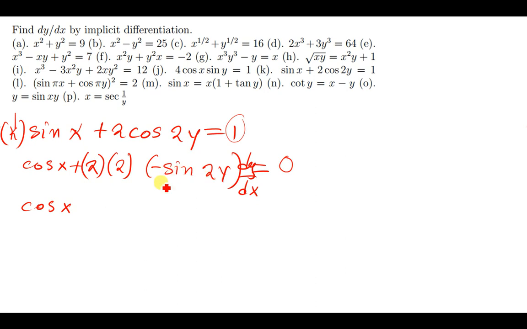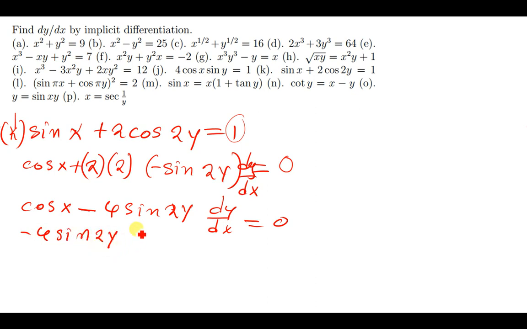Then negative 2 sine y, so we have negative 4 sine 2y, negative 4 sine 2y, then we have dy dx is equal to 0. So I'm going to take this cos x to the other side of the equal sign, so that we just remain with negative 4 sine 2y dy dx, or trying to make dy dx the subject.